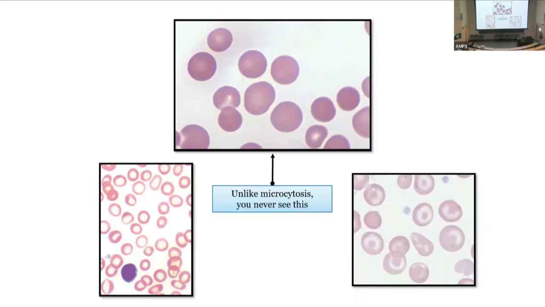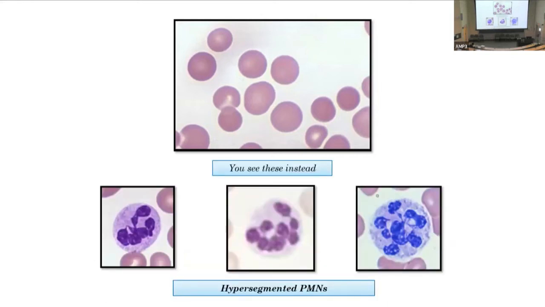Macrocytosis, they may show the graphic, but it's not going to get you there. You're going to see these. They'll either give you levels or not, which they don't. These hypersegmented PMNs, when you see those, this is either B12 or folate deficiency.